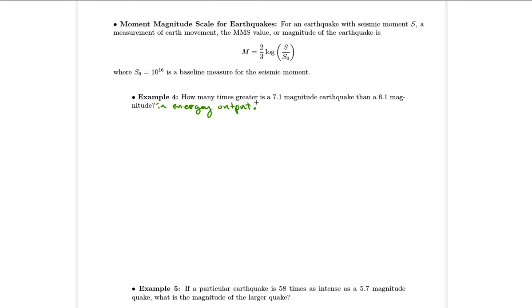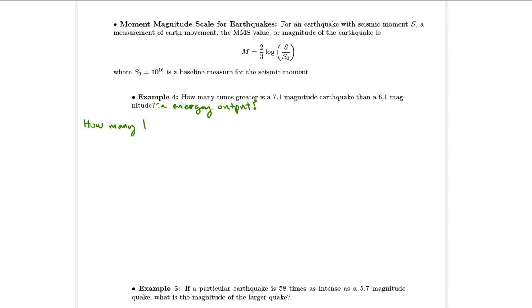Could be a little more complete there. Okay, how many times greater is a 7.1 than a 6.1 magnitude earthquake? So what we're going to do here is I'm going to talk about this S. This S is that energy output, right? How powerful it is.